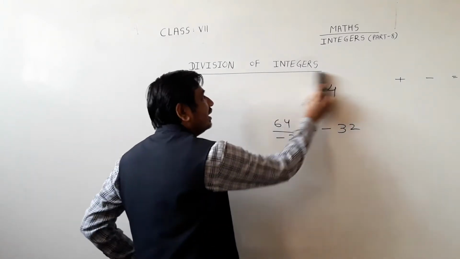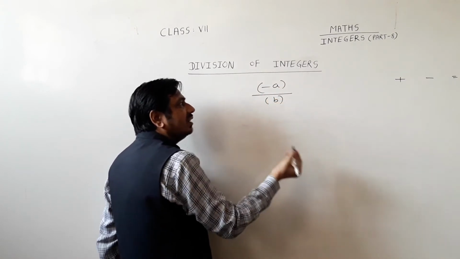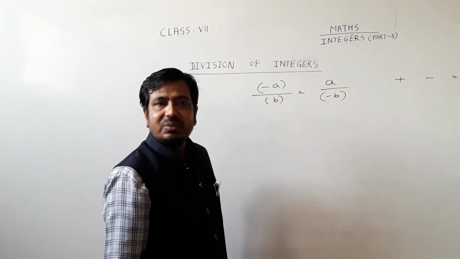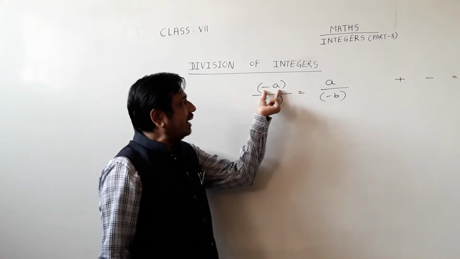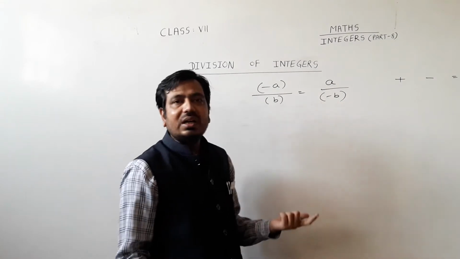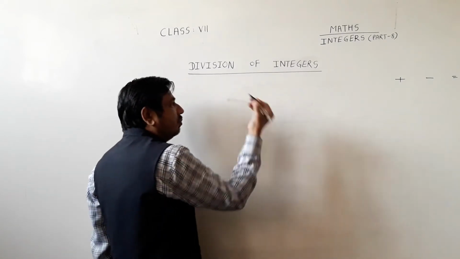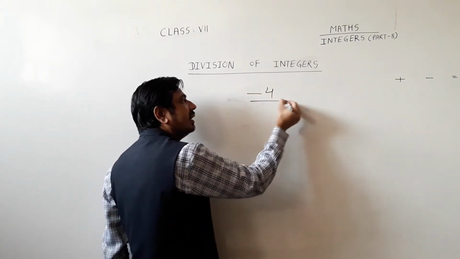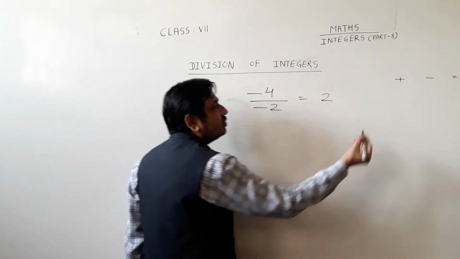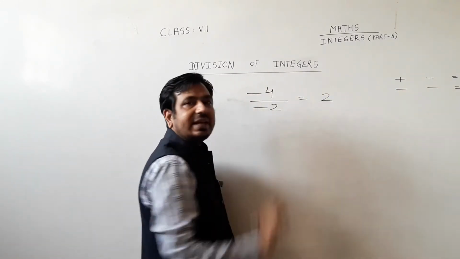So class, note this thing. If you divide any integer by a positive integer, minus a divided by b, or a divided by minus b, both are the same thing and the sign becomes negative. Now class, take more examples. Suppose it is minus 4 divided by minus 2. Now class, simply divide 4 by 2, you get 2. And class, you know, minus minus gives plus, the sign is plus. Remember this sign. Okay class.